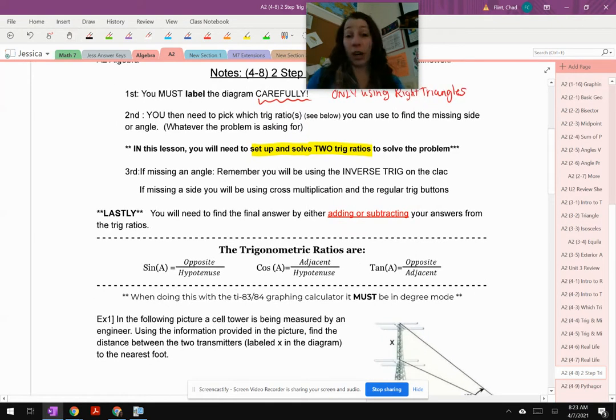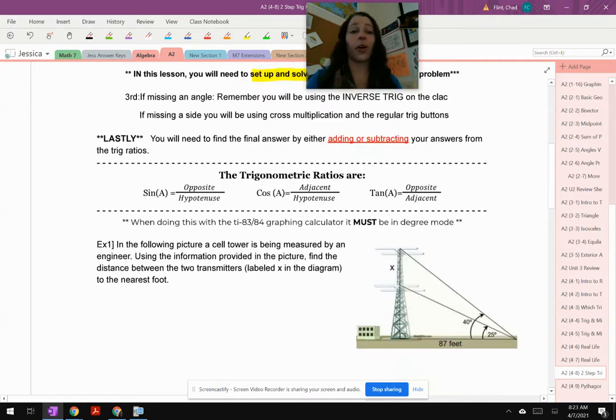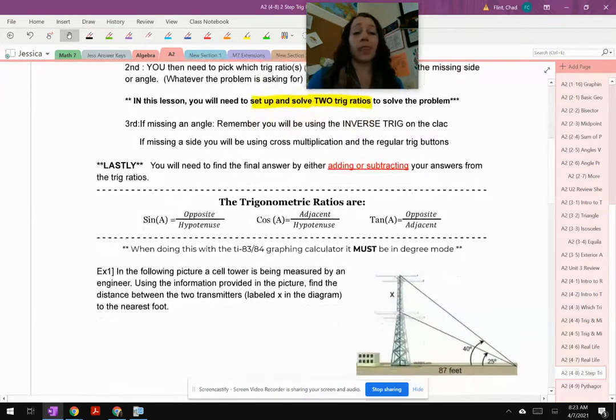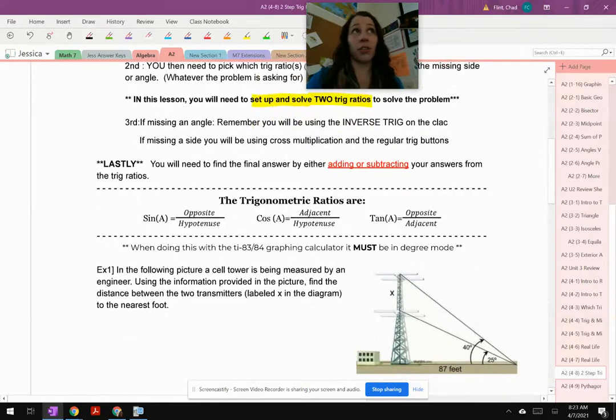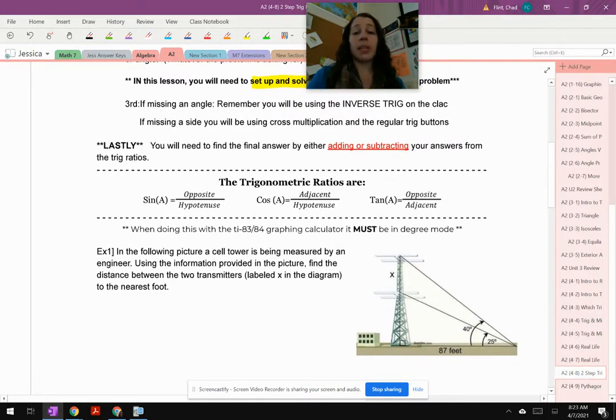You still need to then figure out which trig ratio to use, sine, cosine, tangent, whatever, based on what you're looking for, except you're going to have to do it twice. You're going to need to figure it out twice. Same thing as last time.